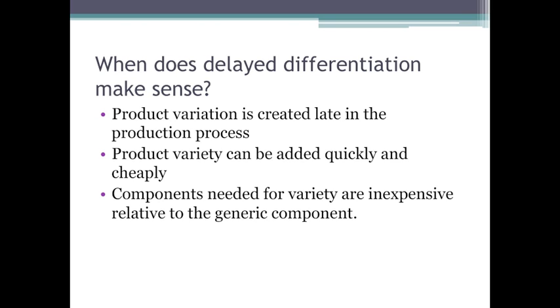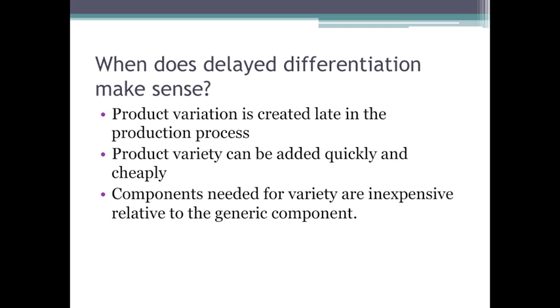So, what if we design our printers such that the power source is the last thing put in? Product variation is created late in the production process. We have this universal product. We don't differentiate between them until the very end, until people order the product.